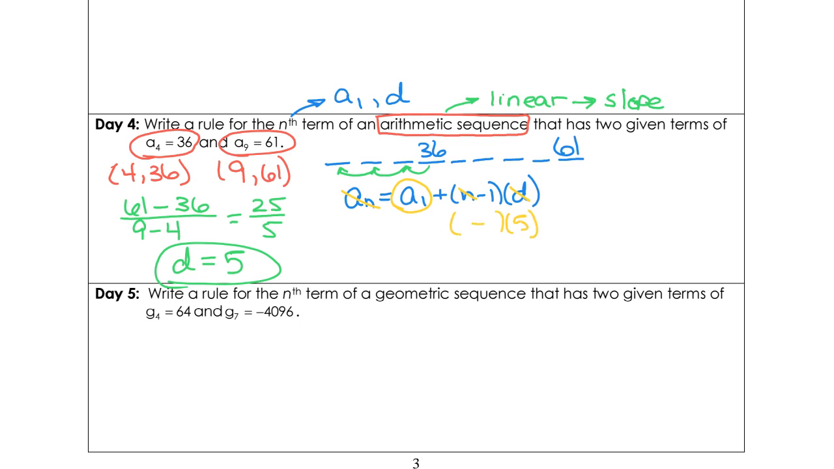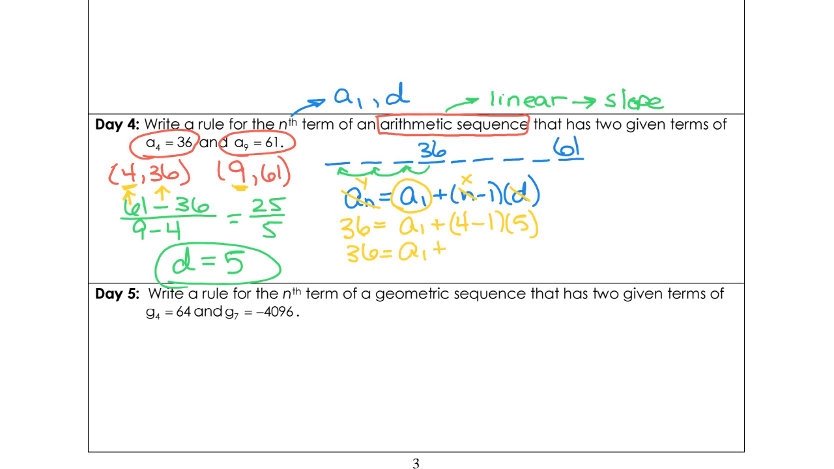N minus 1, remember, is kind of like x minus 1, and we have x values. We have 2 of them: 4 and 9. I'm going to choose to use 4. Keep my plus sign. A sub 1 is what I'm solving for, and a sub n, because I used 4 for my x value, I have to use 36 for my y value, which is what a sub n is. It's the output, just like y is. Okay, we're going to clean this up.